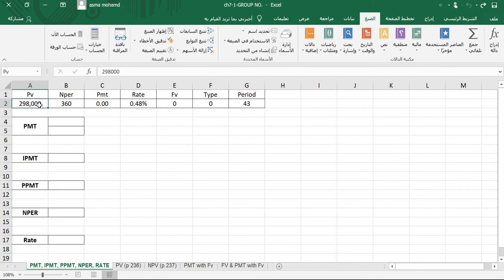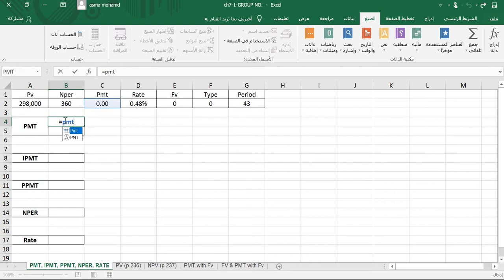For example, if you are going to borrow 298,000 from the bank and you're going to borrow it for 30 years, 30 years multiplied by 12 is equal to 360. This is where the 360 comes from. And also the interest rate is 4.8%. So how much do you need to pay each month?